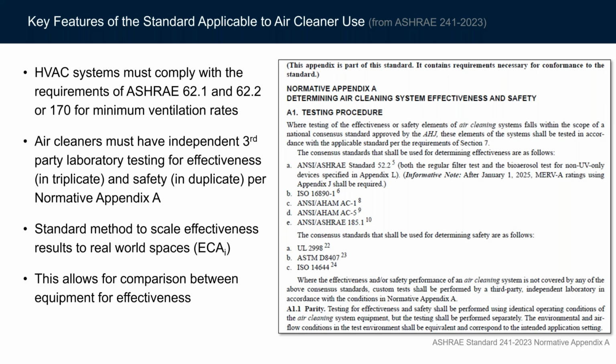So for instance, there's your natural ventilation calculation, your indoor air quality procedure, and your ventilation rate procedure in 62.1. Any one of those that meet that standard then meets the 241 standard prerequisite. As I mentioned, for the air cleaners that are used, the OEM has to demonstrate that they've done independent third-party testing for the effectiveness in triplicate and the safety in duplicate.